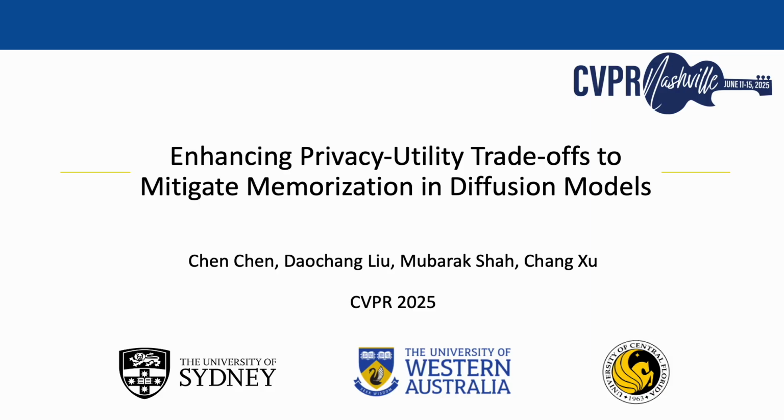For instance, in text-conditional diffusion models, safeguarding privacy may lead to outputs that are no longer aligned well with the text prompts provided by the users. This work aims to enhance privacy while keeping the utility loss to a minimum.